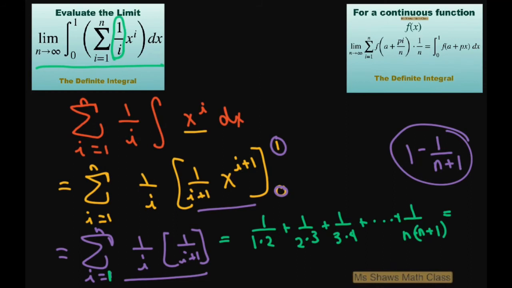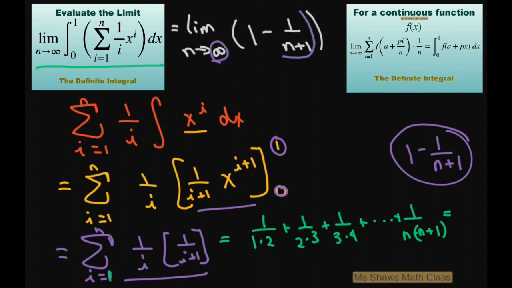And what we're going to do now is do the limit. So this is going to equal the limit as n approaches infinity of 1 minus 1 divided by n plus 1. Now, when you substitute in a big number for this term, this is going to go to 0. So basically, your answer is just going to equal 1, because you're going to have 1 minus 0.